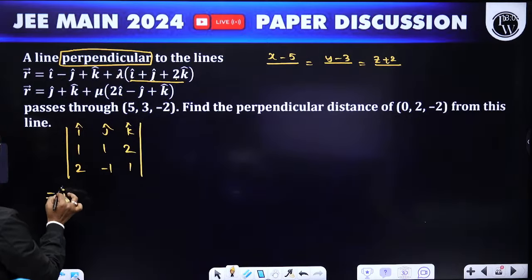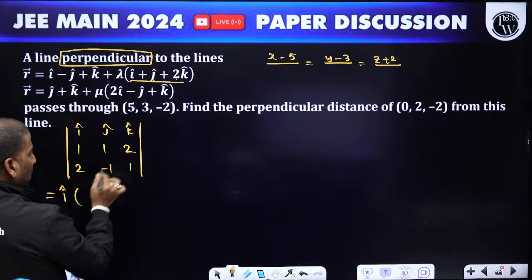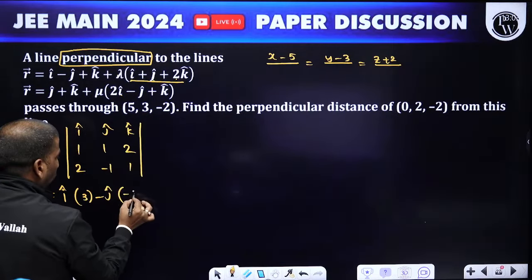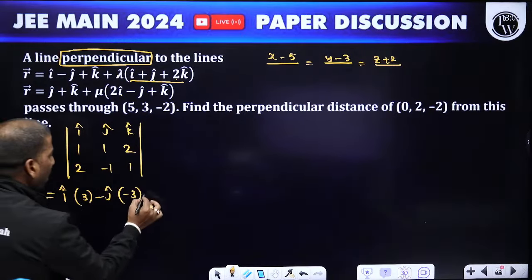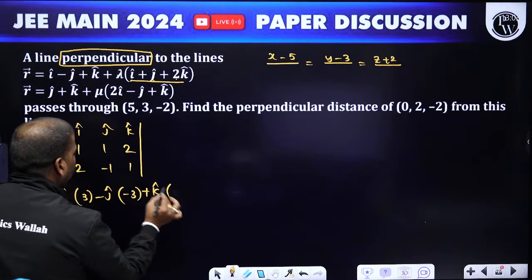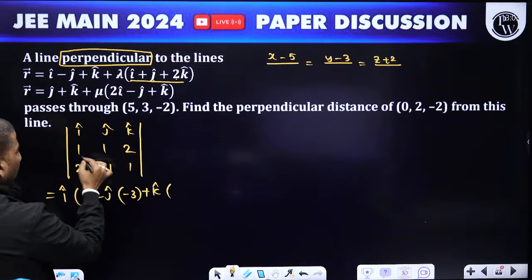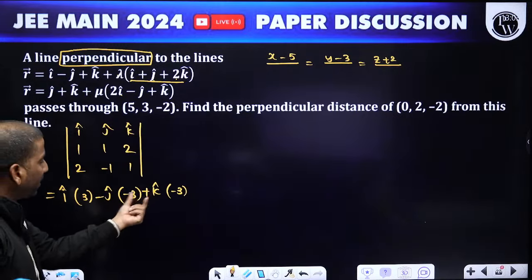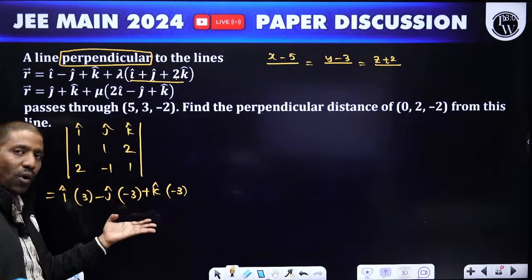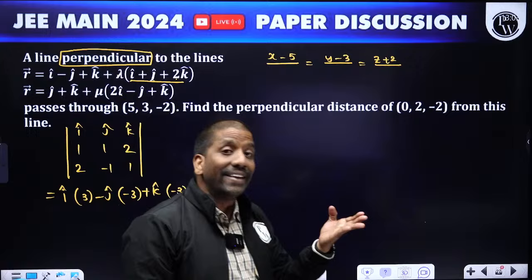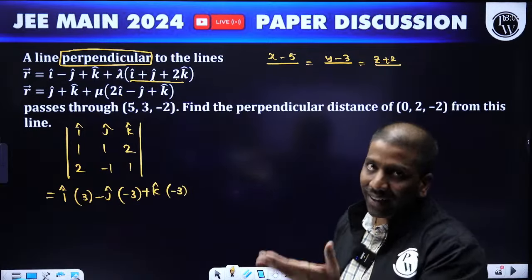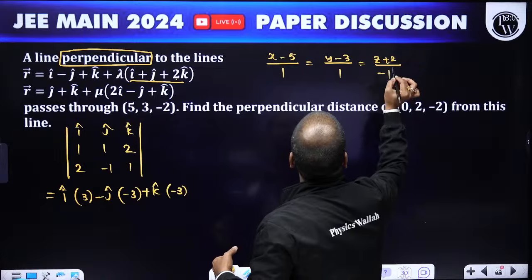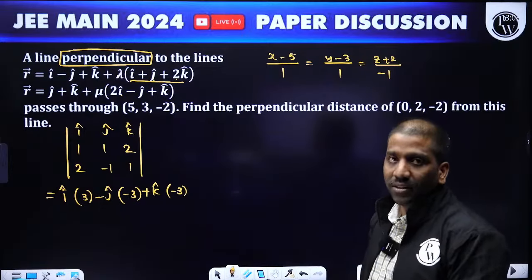So the I cap component is 1 plus 2, 3, minus J cap, 1 minus 4, minus 3, plus K cap. What do you get here? Minus 1, minus 2, so minus 3. So 3, 3, minus 3. But we want just the DRs, no need to take the 3. So the simplest way we can write is 1, 1, minus 1. That's all. Now we have a line.